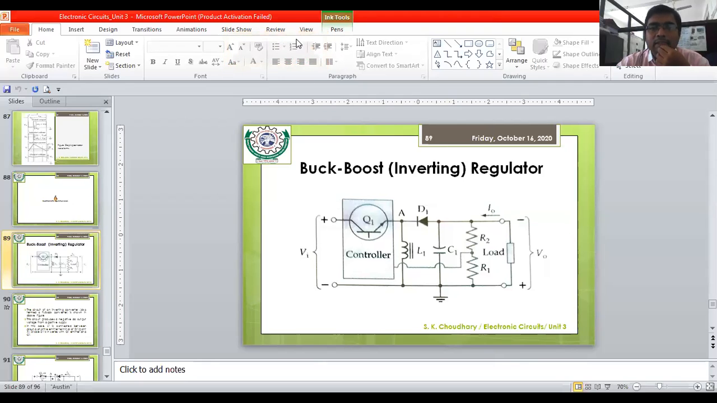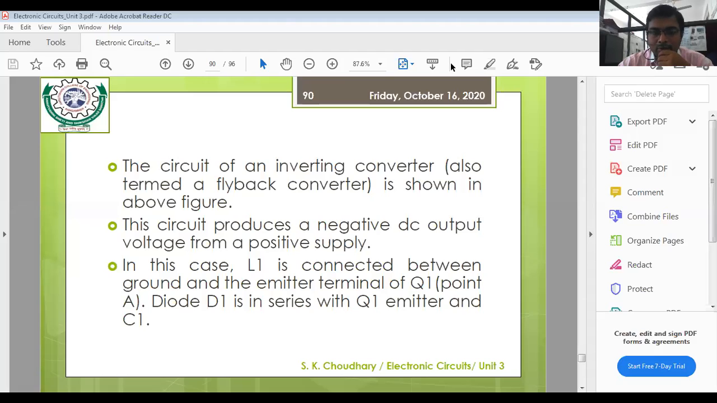I think all of you have just noted down this particular circuitry. Of PPT, there is some issue regarding this sharing.